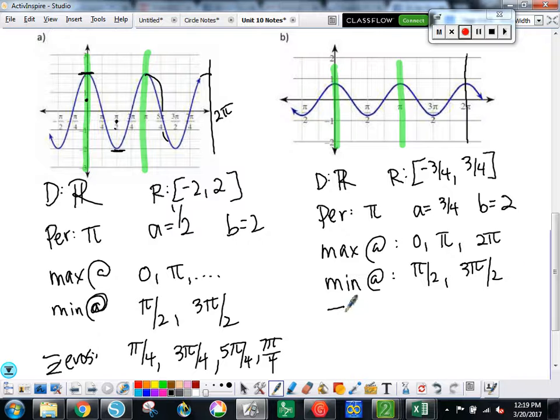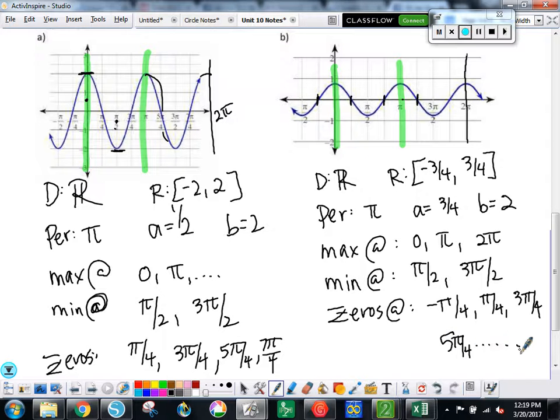And then the zeros at, so this would be, let's name the first 4. I don't want to name all of them. So negative pi fourths, what's this one? You know? 3 pi fourths, 4 pi fourths, 5 pi fourths, and then dot, dot, dot, dot, dot.